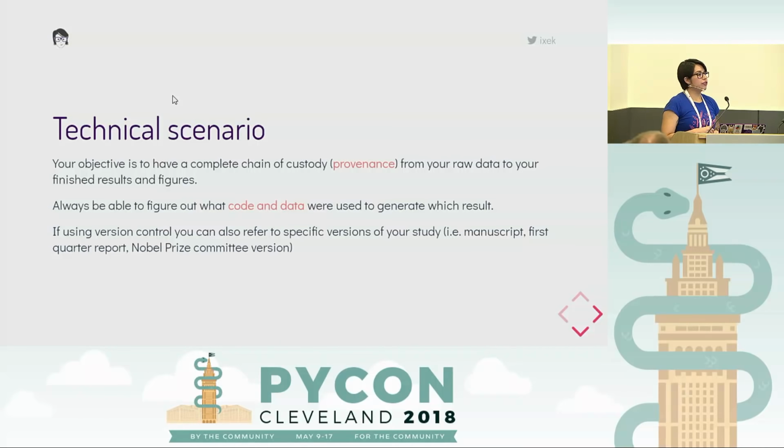So let's say if you're using version control and you produce results and research that is going to give you a Nobel Prize, and you have made modifications since your nomination, you can always refer back to that version that will give you the Nobel Prize or whichever other award you're going for.